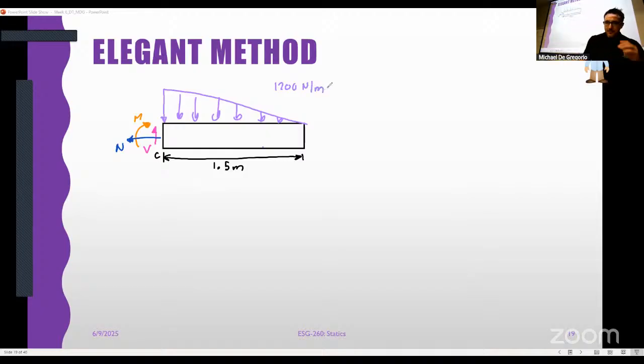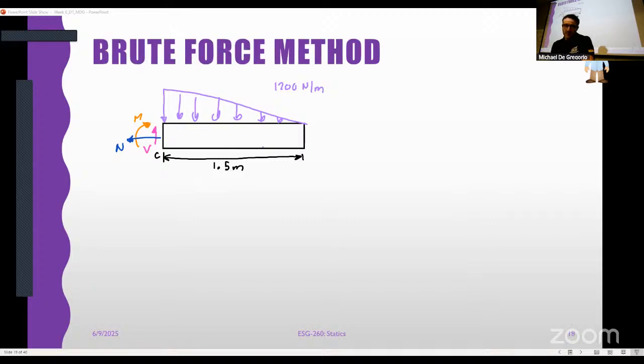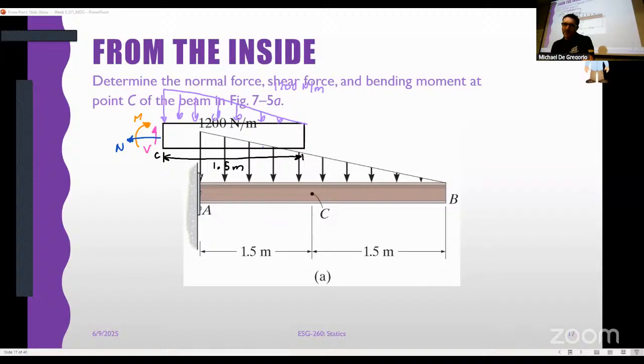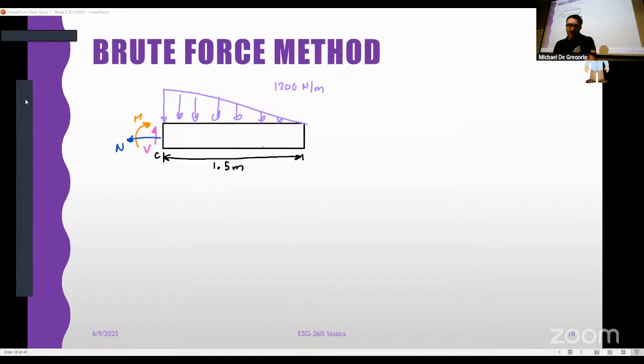The problem is that that's not exactly true. We were told that that was 1200 Newton per meter at the far left, right? At the far left. It's not 1200 Newton per meter at C. So we need to figure that out. So, all right, how do we do that?